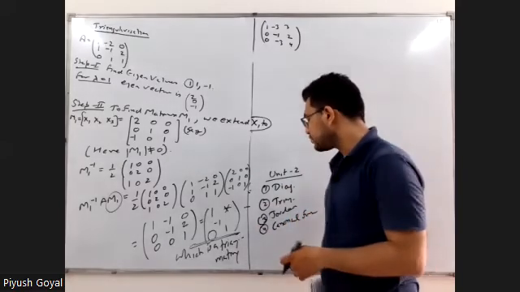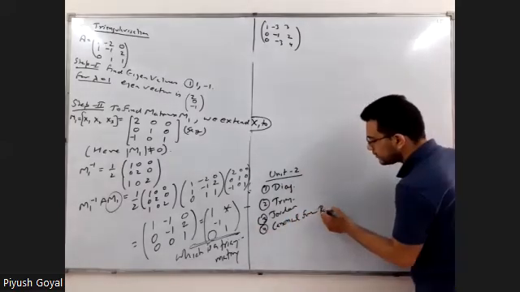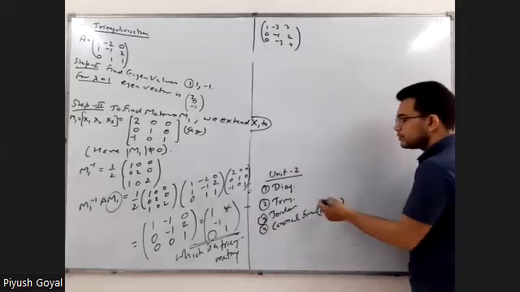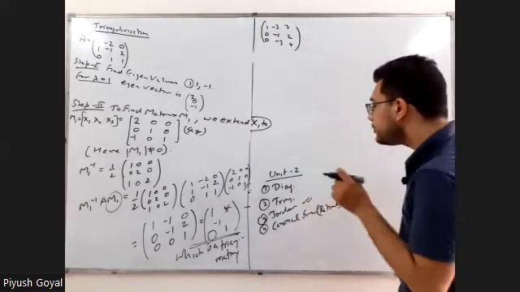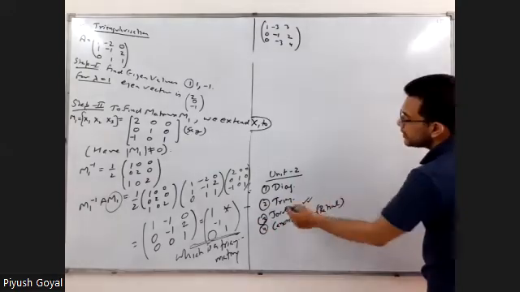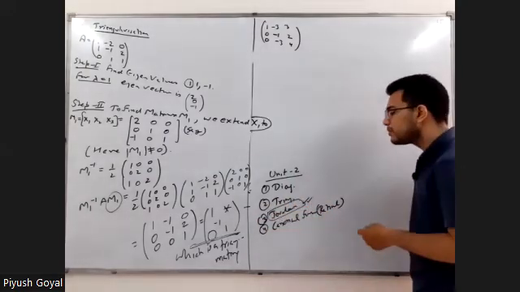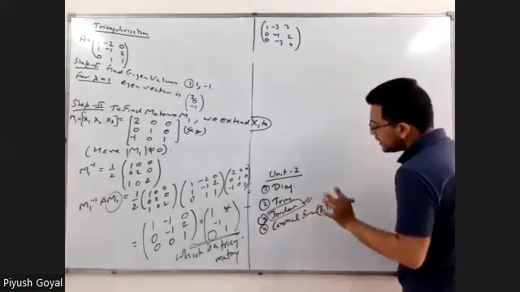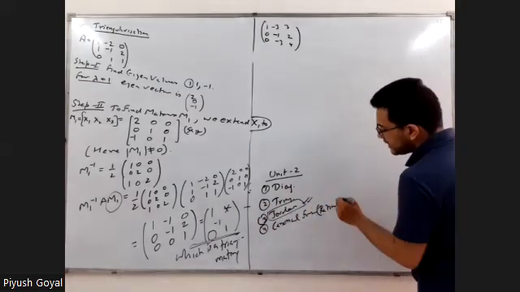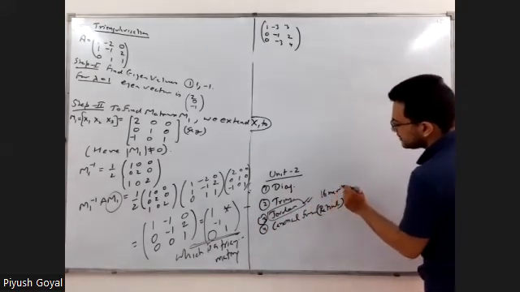So Jordan form, rational canonical form. Jordan canonical form is most important. One numerical will surely be coming from this form. So you should understand this, and many times it happens that it comes in 16 marks also.